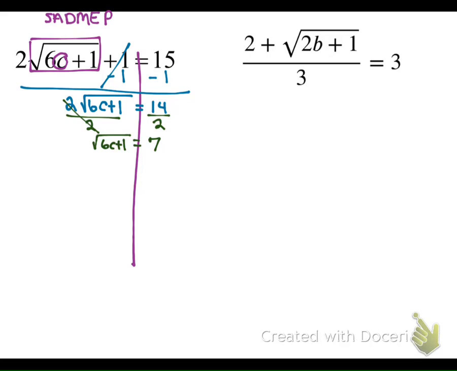Now is my square root by itself? Yeah. So if my square root's by itself, what's the next step that I do? Square it. The reason why I square it is because square and square root are inverse operations, meaning they cancel each other out. But if I square one side, I have to make sure I square the other side. So what do I bring down on my left side? Good, 6c plus 1 without the square root sign. Then the right side? 49.